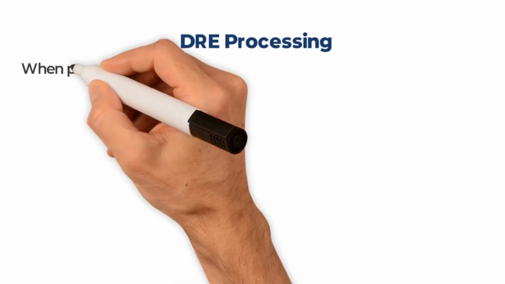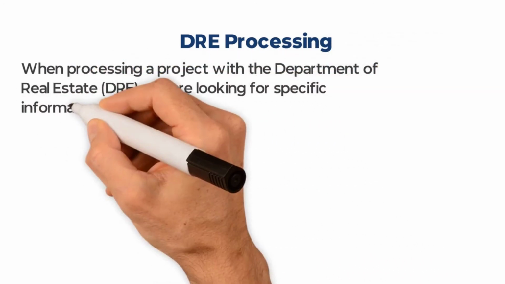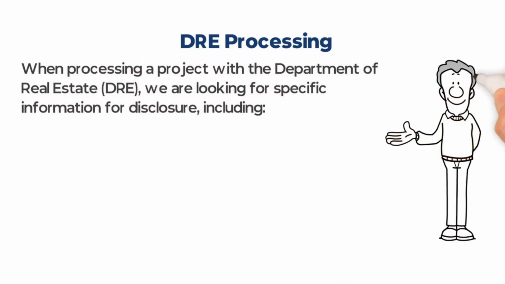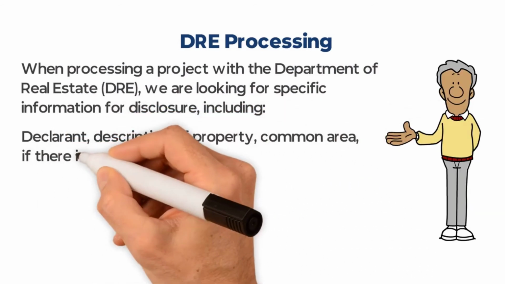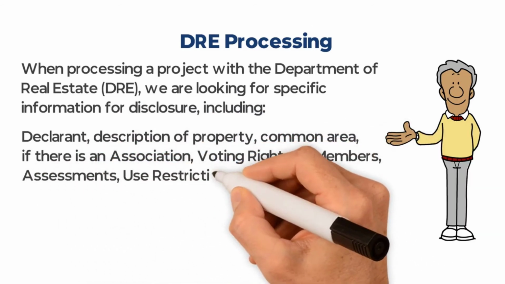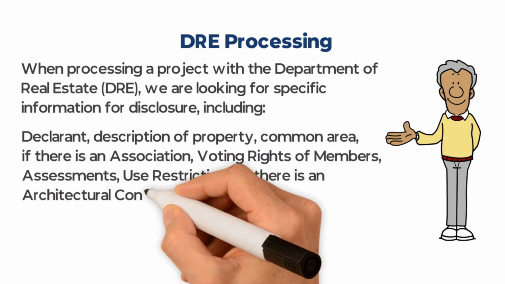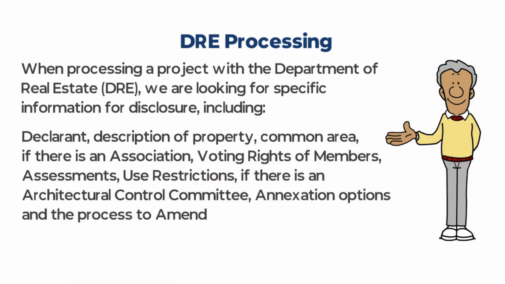DRE processing. When processing a project with the Department of Real Estate, or DRE, we're looking for specific information for disclosure, including declarant, description of property, common area, if there is an association, voting rights of members, assessments, use restrictions, if there is an architectural control committee, annexation options, and the process to amend.